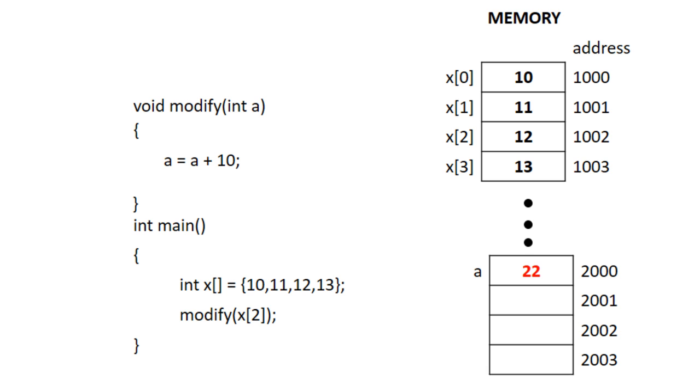This explains why in the previous C program, x2 remains 12.